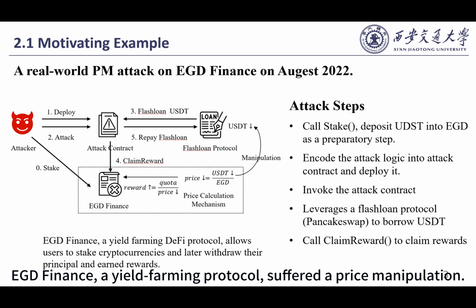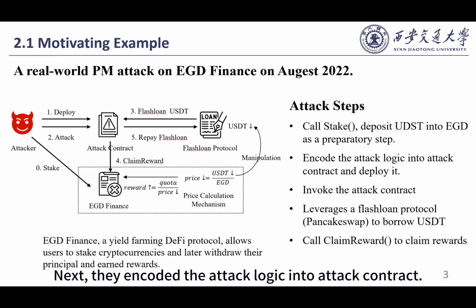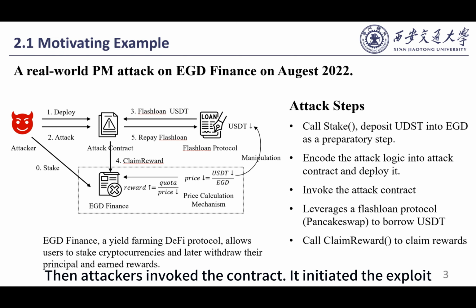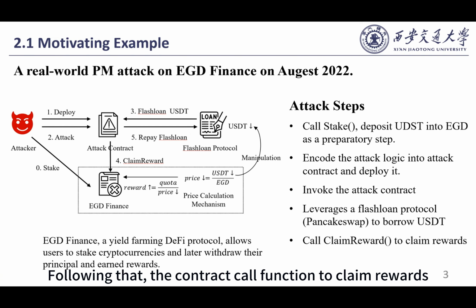Egg Finance, a yield farming protocol, suffered a price manipulation. Attackers first deposited dust into Egg. Next, they encoded the attack logic into an attack contract. Then attackers invoked the contract. It initiated the exploit by leveraging a flash loan from PancakeSwap to borrow a large amount of USD. Following that, the contract called the function to claim rewards.